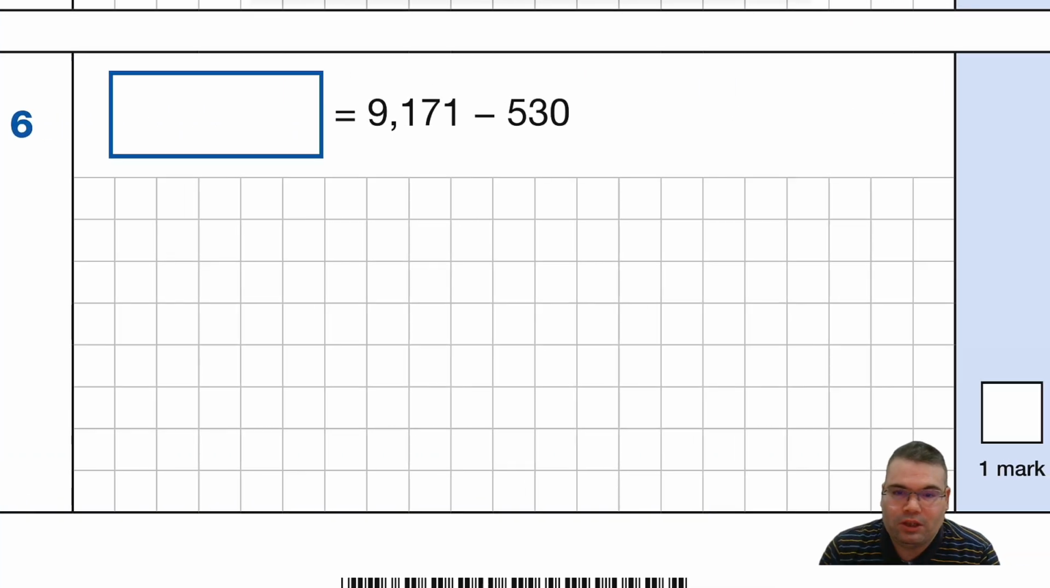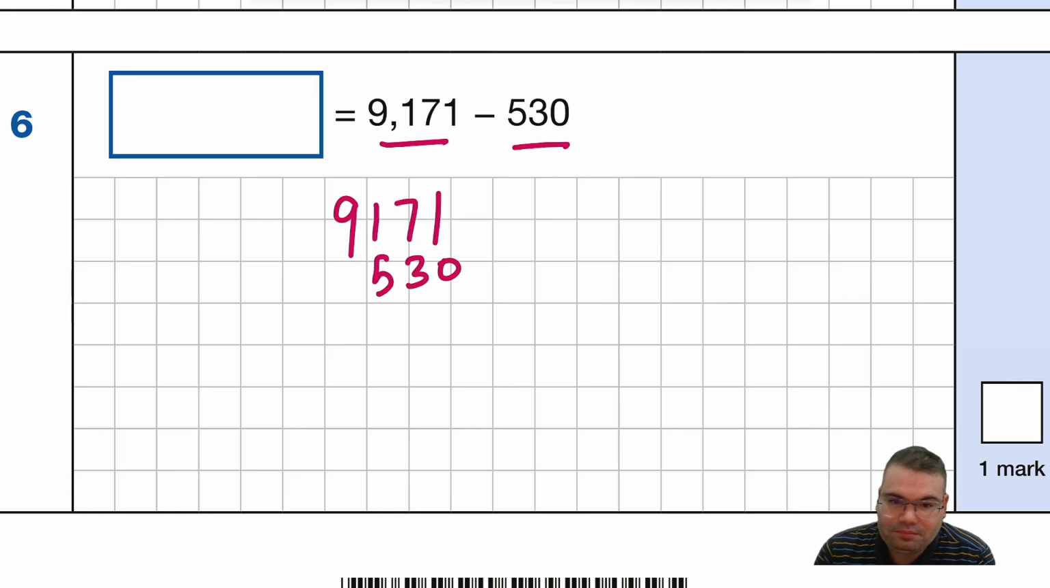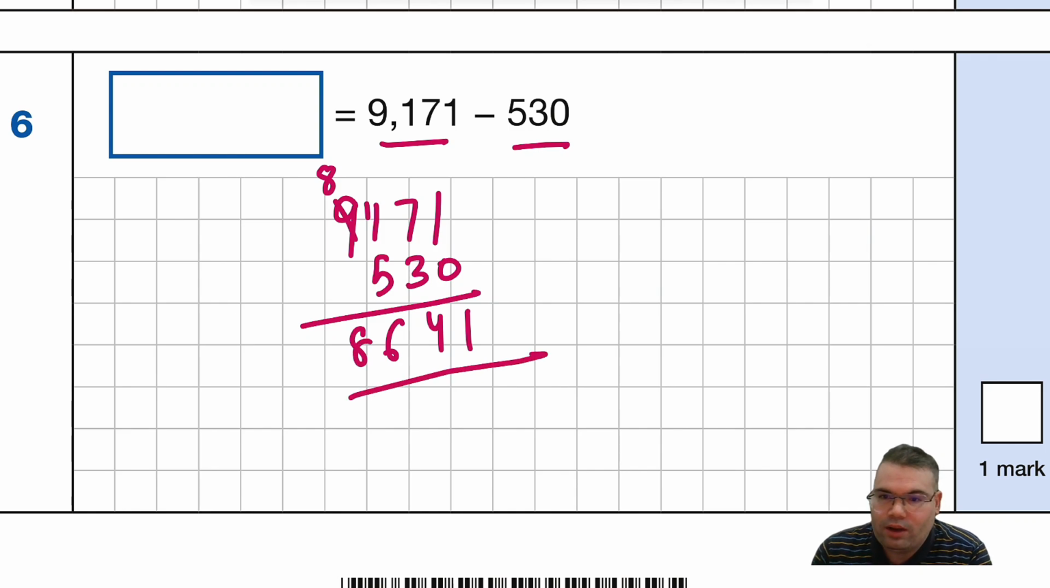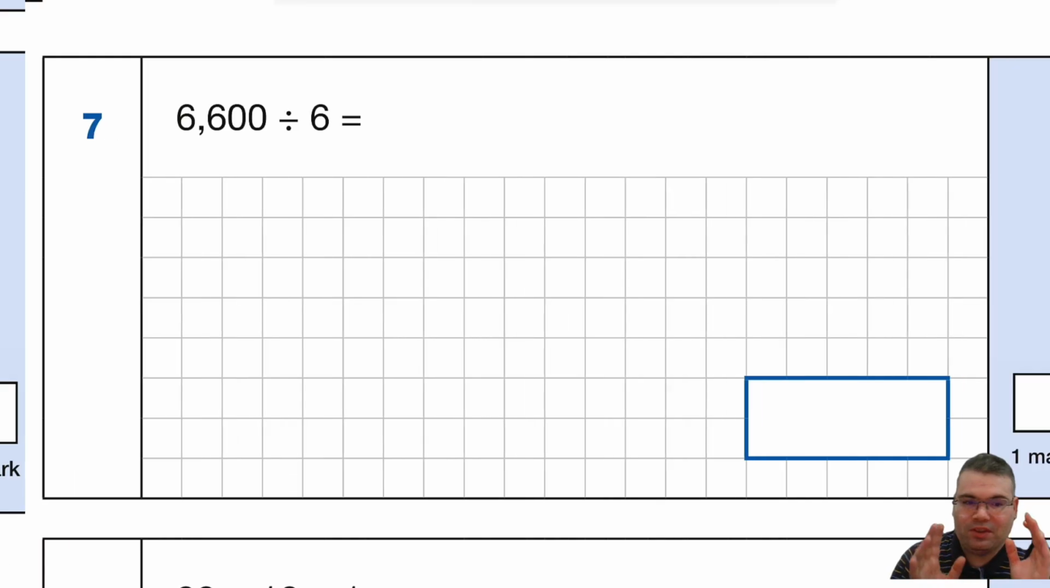So this is the next question. 9171 take away 530. So let's do that. 9171 take away 530. So this is 1, 7 take away 3 is 4. Now 1 is less than 5, so let's make it 11 and this becomes 8. So 11 take away 5 is 6 and this is 8. So your answer is 8641. Very easy.